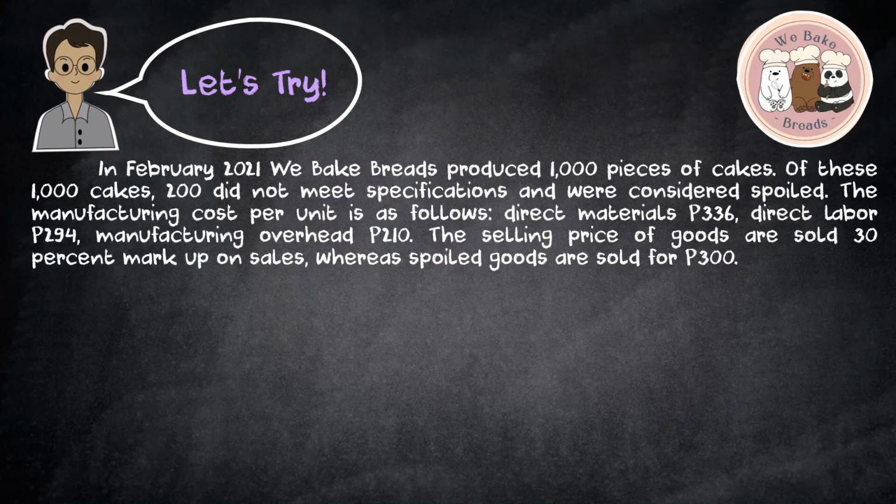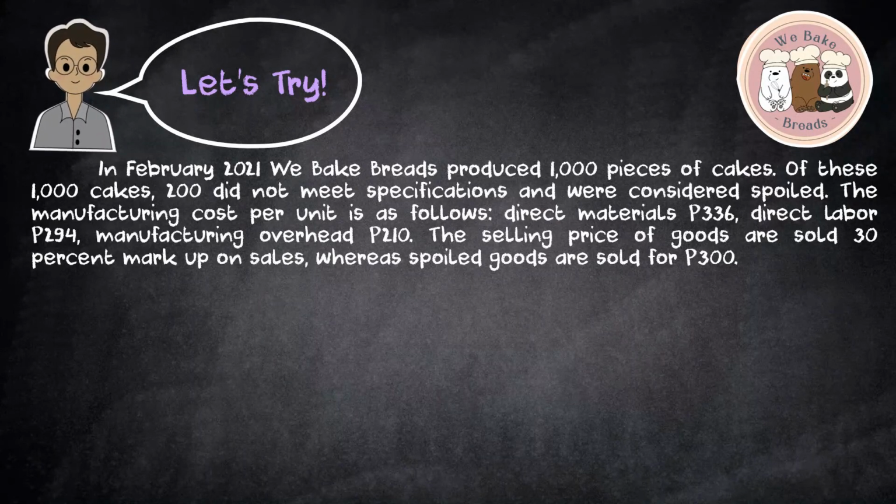Okay, so itry ulit natin i-apply kung ano yung bagong learning natin from Trisha. So, noong February 2021 kasi, yung company namin ay nakapag-produce ng 1,000 pieces of cakes. Pero doon sa 1,000 na yun, may 200 cakes na hindi na-meet yung specifications ng company namin and were considered spoiled. The manufacturing cost per unit is as follows.